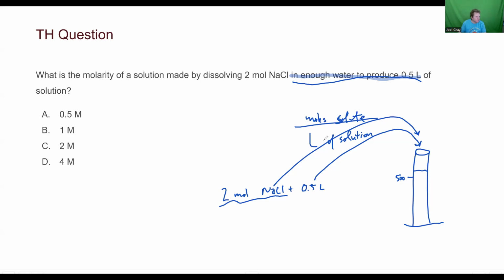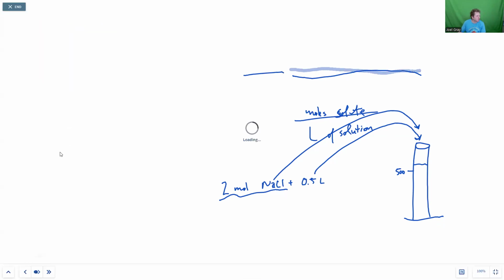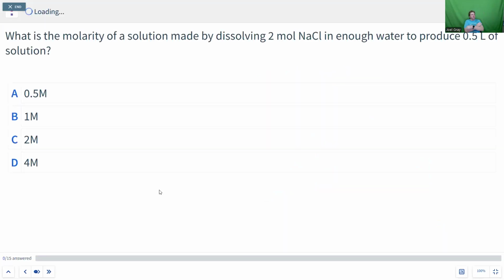Okay, so now let's go back to our calculation. 2 moles of NaCl in enough water to produce 0.5 liters of solution. We got this as a Top Hat question. I'm going to clear all my drawings out, and let's go ahead and answer that.